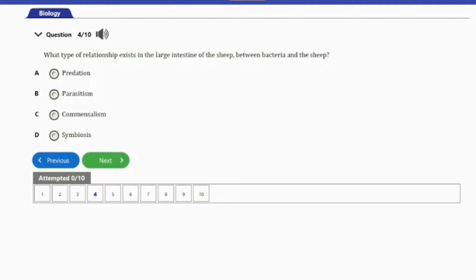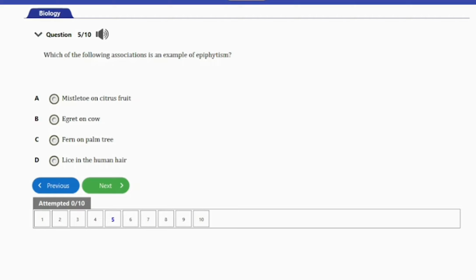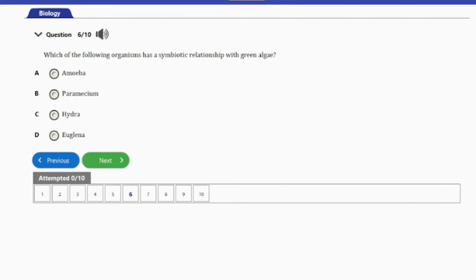Let's go ahead and consider the next question, guys. So guys, we have here question number 5, and it says, which of the following association is an example of epiphytism? We have A, mistletoe on citrus fruits, B, egret on cow, C, fern on palm tree, and D, lice in the human hair. So guys, the answer to this question is option C here, and that's fern on palm tree. So that's it for that question. So let's go ahead and consider the next question, guys. That's question number 6 here.